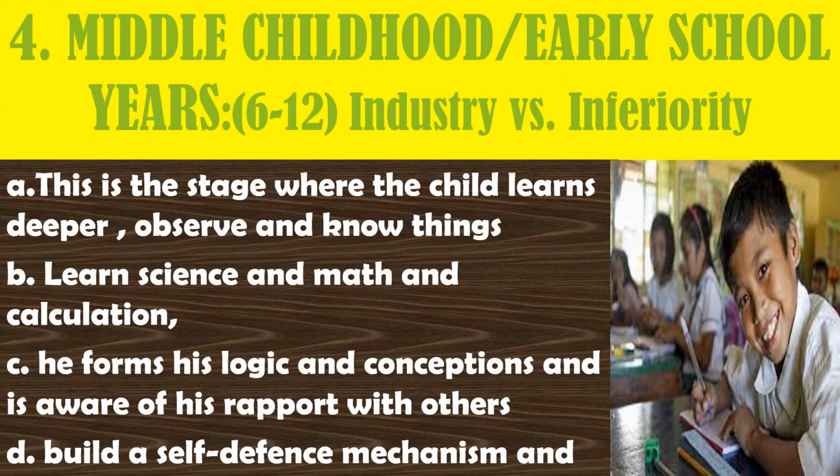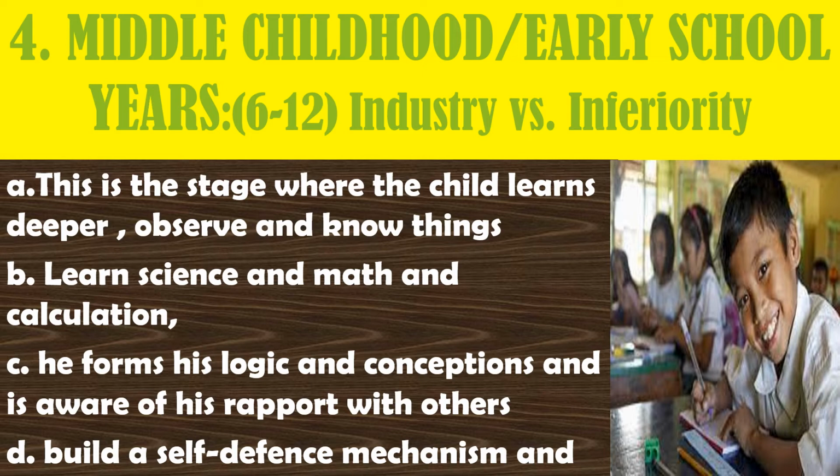The fourth stage of human development is middle childhood or early school years. What is the meaning of middle childhood? Middle childhood, usually defined as ages 6 to 12, is a time when children develop foundational skills for building healthy social relationships and learn roles that will prepare them for adolescence and adulthood.